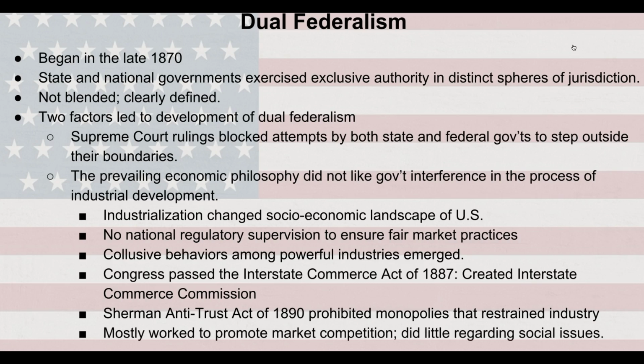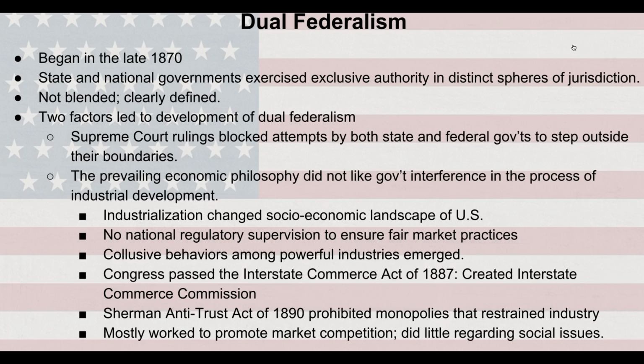But mostly, government intervention is going to work to promote market competition. And so it's really going to do very little to help any of the social issues that are emerging during this time period. Some of the social issues that are emerging include child labor, poor working conditions, terrible housing. We're going to see those tenement housing projects. But by and large, the governments are going to stay out of these issues. And so we're going to see dual federalism play a role all the way up until the 1930s.